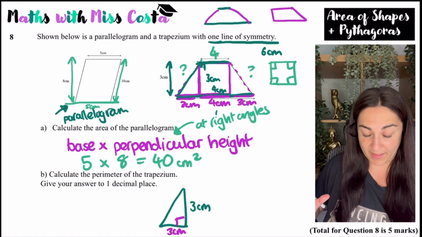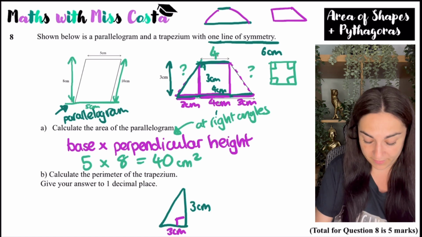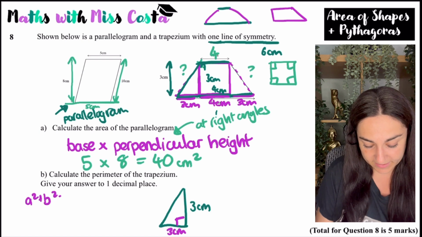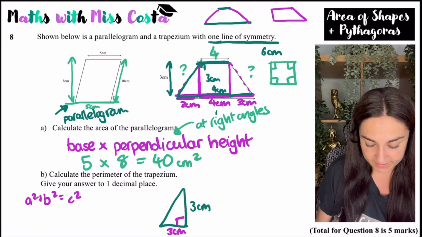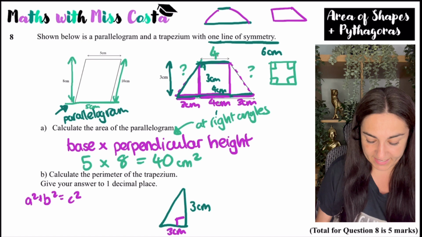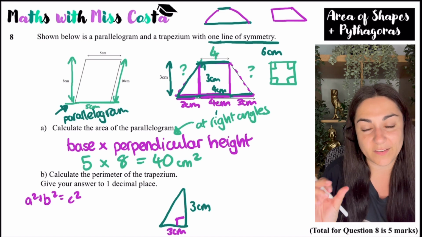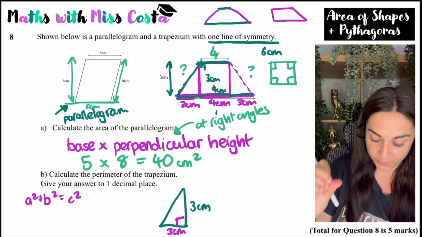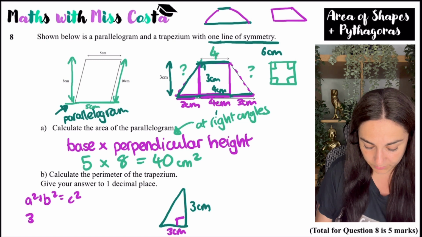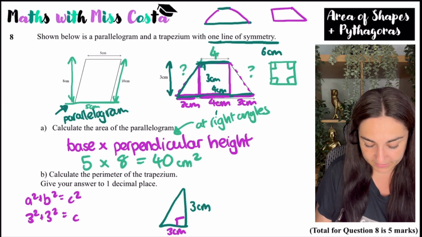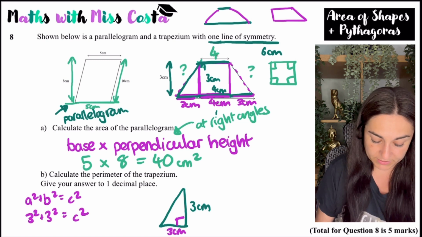So when you use Pythagoras, if you have two sides and you're trying to find the third side, you just do a squared plus b squared equals c squared. So a and b are the two shorter sides, c is the diagonal. In this case, I'm trying to find the diagonal. So I do 3 squared plus 3 squared must equal c squared, which is the diagonal.